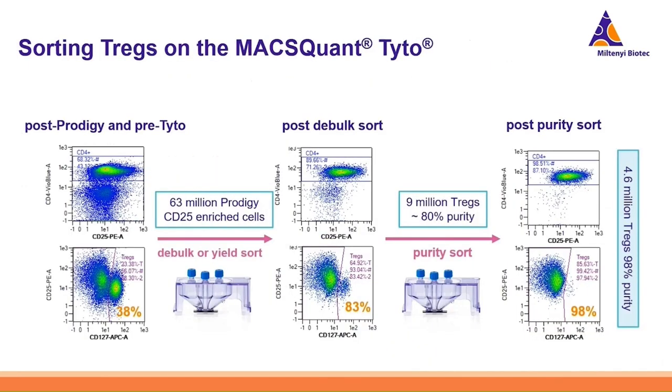So let's have a look at some data here. Let's start from left to right, and we have the product here after the Prodigy enrichment. We end up with 38% of Tregs, and then we go into a two-step sorting. First, a debulk sorting is done, which is achieving 83% of pure Tregs, and then the purity sort, we will end up with 98% pure Tregs.